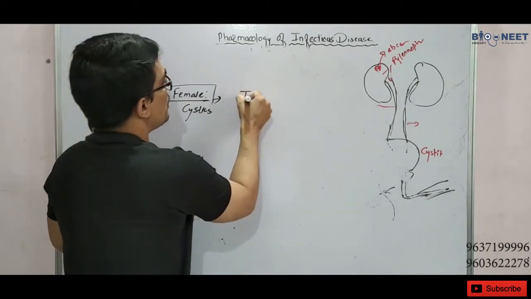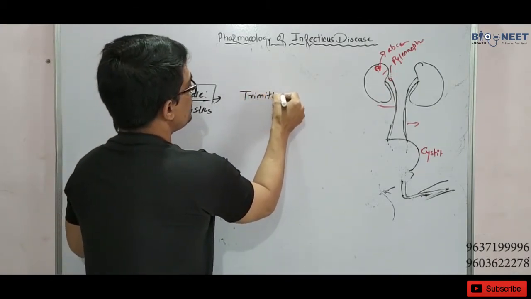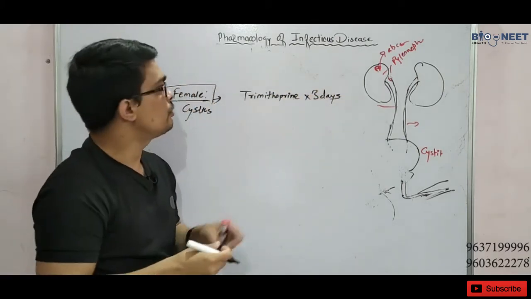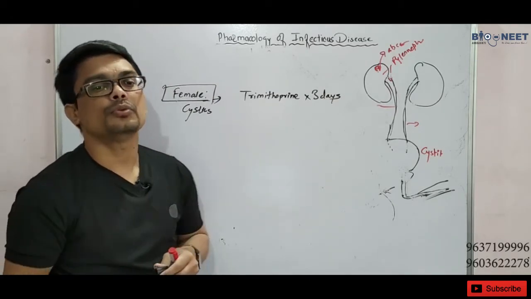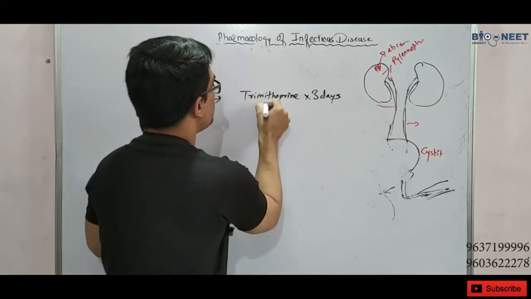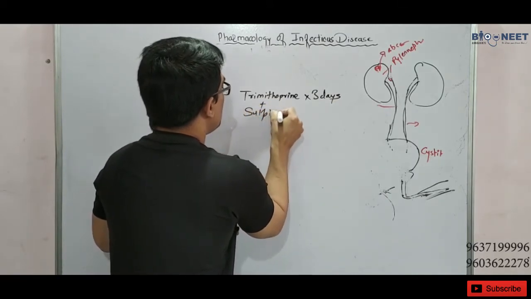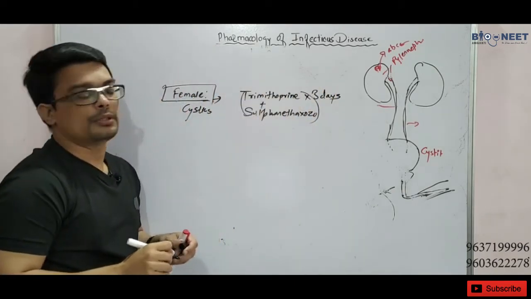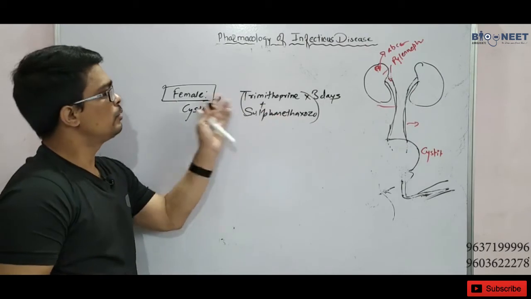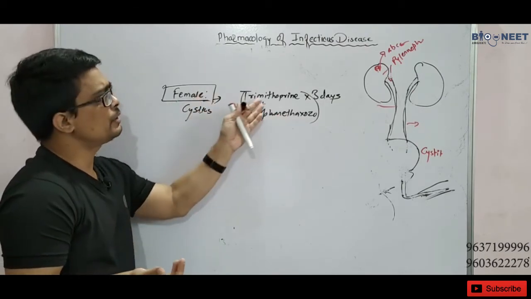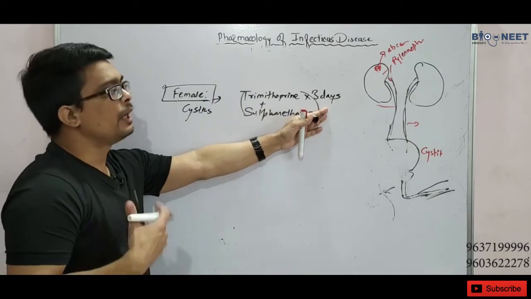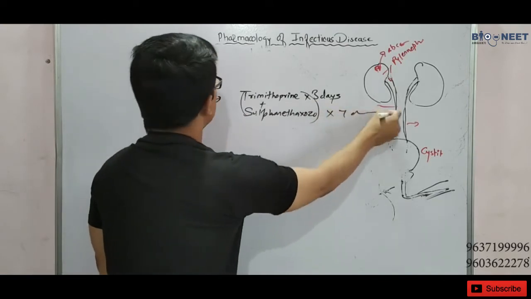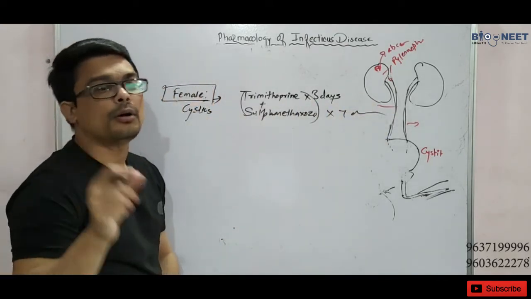Here, trimethoprim for 3 days you can try. Okay, the antibiotic trimethoprim you can go for 3 days, plus you can use sulfamethoxazole for 3 days. You can add quinolone also. But for a female with uncomplicated cases, you can just give trimethoprim and sulfamethoxazole for 3 days, and if it is not responding, you can go up to 7 days. So this is about the female cystitis, uncomplicated.